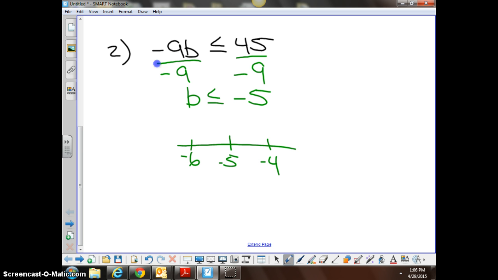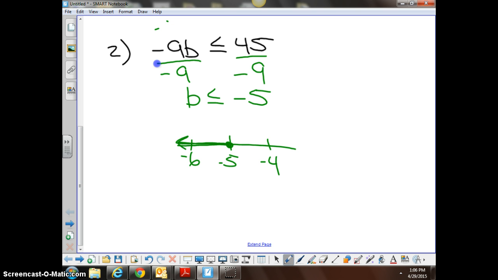And are we putting an open circle or a closed circle at negative 5? So we're going to include negative 5. Okay, and which way is my arrow going? It's going towards negative 6 because according to this, anything that is negative 5 or smaller would work. So Madison, could I plug negative 5 in? And this should work, right? Yeah.